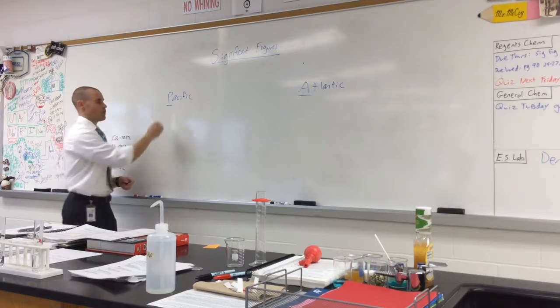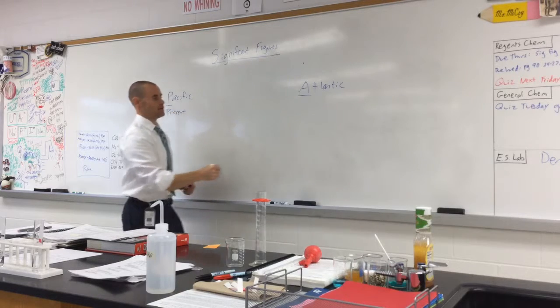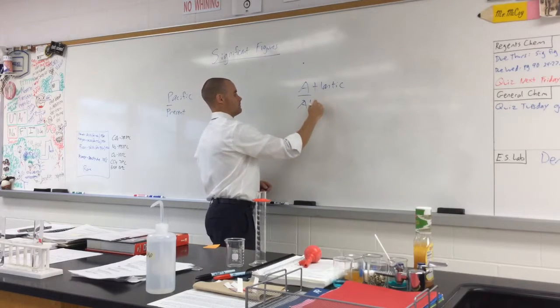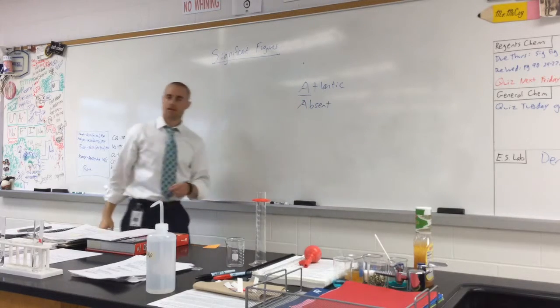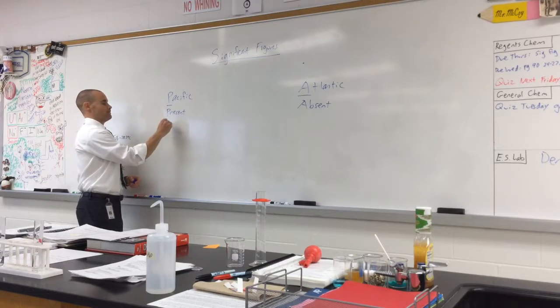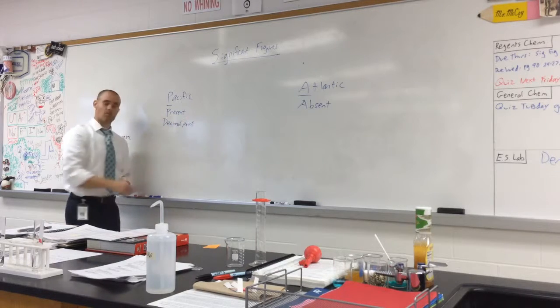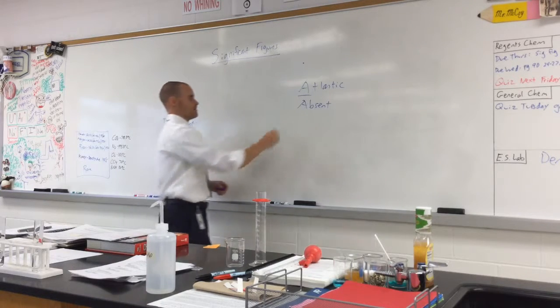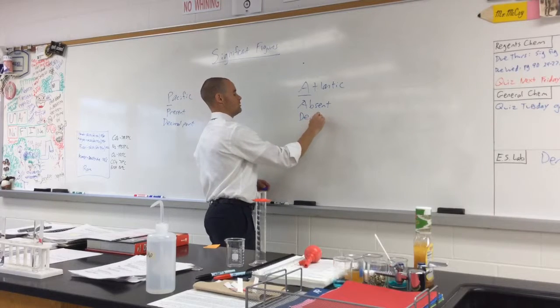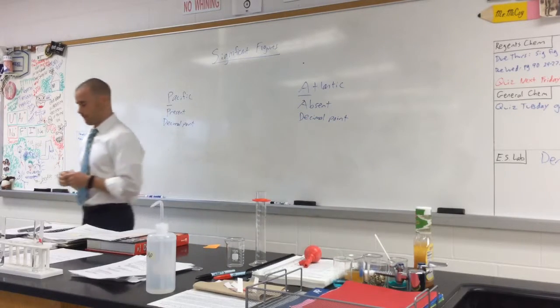The P stands for present, and the A stands for absent. Present and absent. What does that mean? Decimal point. That's what it means. If a decimal point is present or if a decimal point is absent. It makes no sense yet. Give me a couple minutes and it'll make sense.